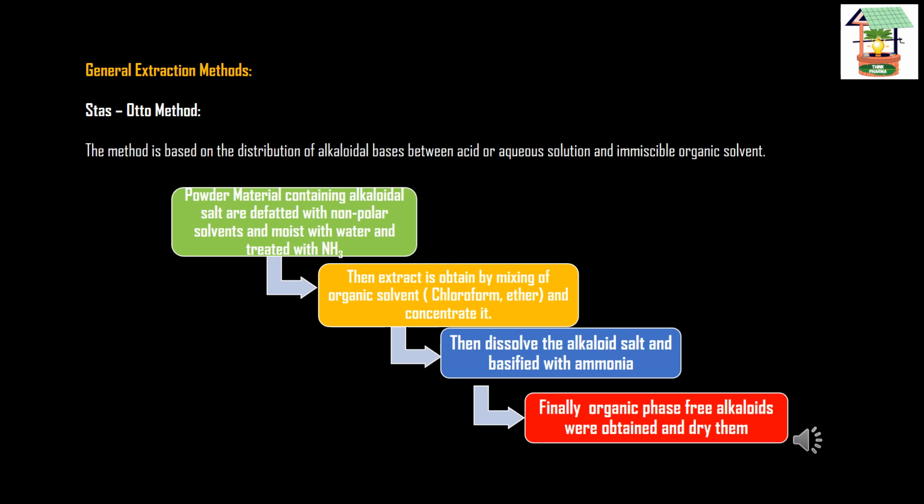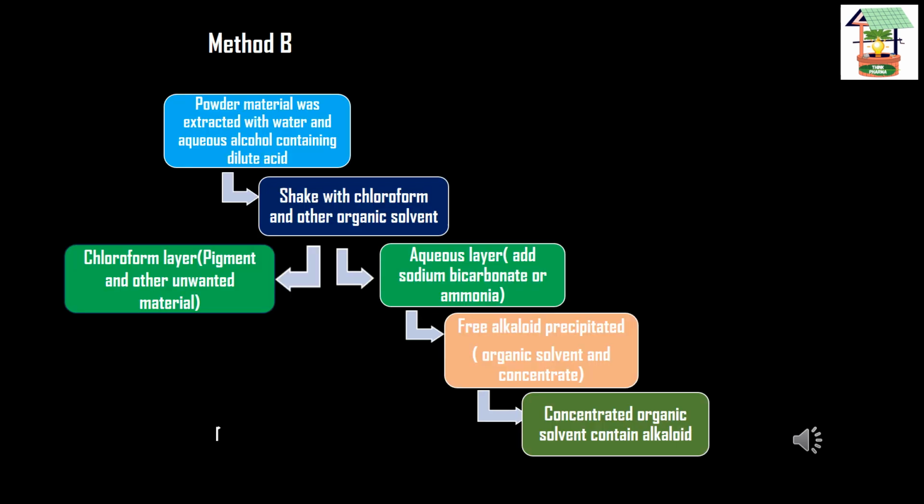Okay, and then the final step is, finally, the organic phase, and free alkaloids are obtained, and then we have to dry them. Okay, and then moving on to method B, this is the second method of extraction of alkaloids. So the powder material is extracted with water and aqueous alcohol containing dilute acid.